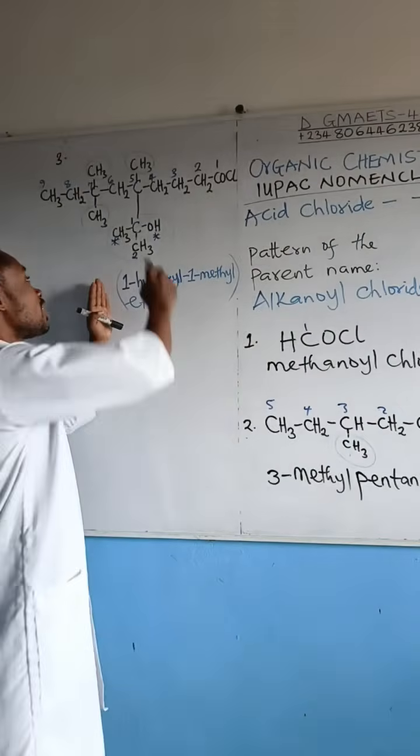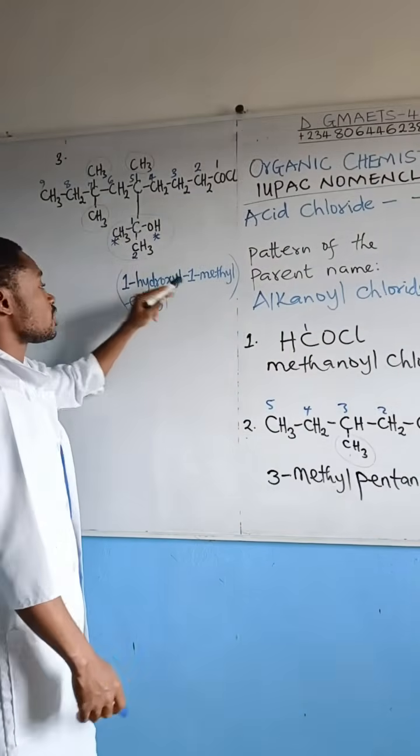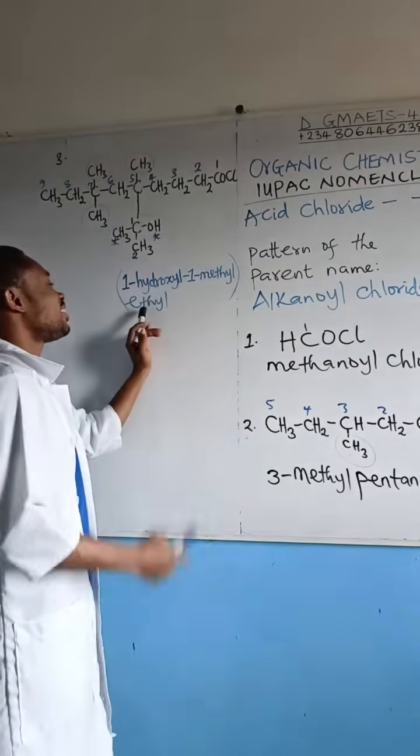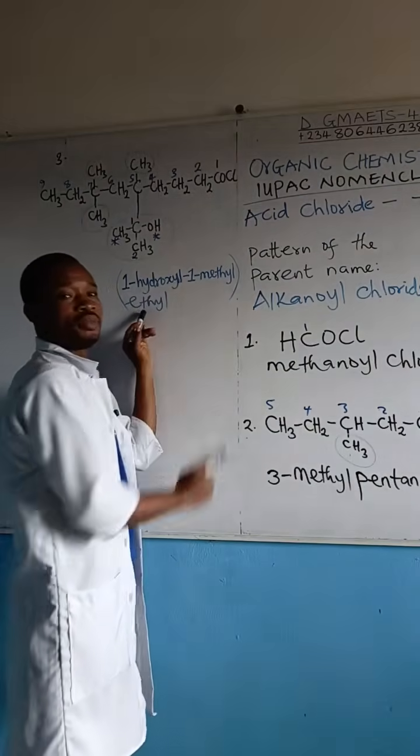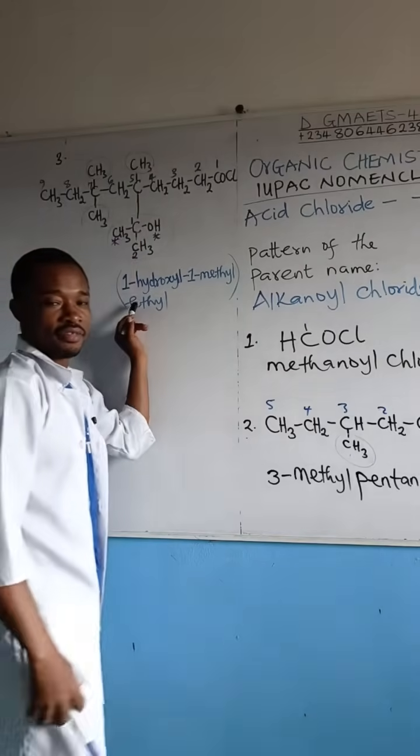Then outside you indicate the parent carbon bearing it. So for this, the name is 1 hydroxyl, 1 methyl, ethyl. Ethyl gave birth to this 1 hydroxyl, 1 methyl. That ethyl is these 2 carbon atoms attached to carbon number 5.